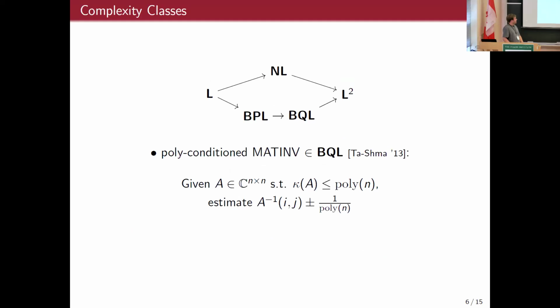Okay, and then one last problem, which is polynomially conditioned matrix inversion. This was shown by Taj-Ma in 2013 to be possible in quantum log space. So the problem is that we're given an n by n matrix A, which we know is well conditioned. That is, the spectral norm of A times the spectral norm of A inverse needs to be polynomially bounded. Then we can estimate the inverse entries of A with inverse polynomial accuracy.